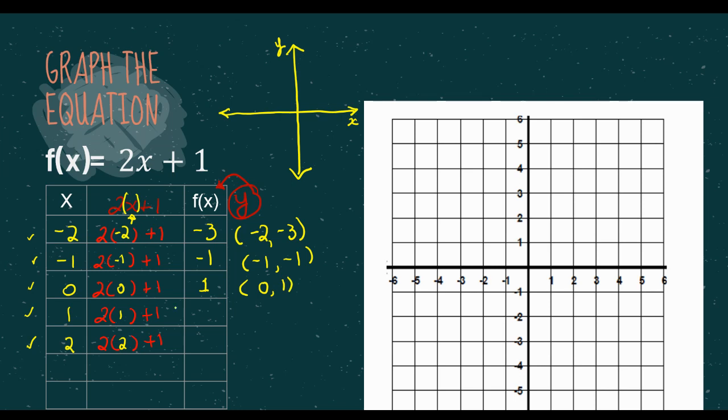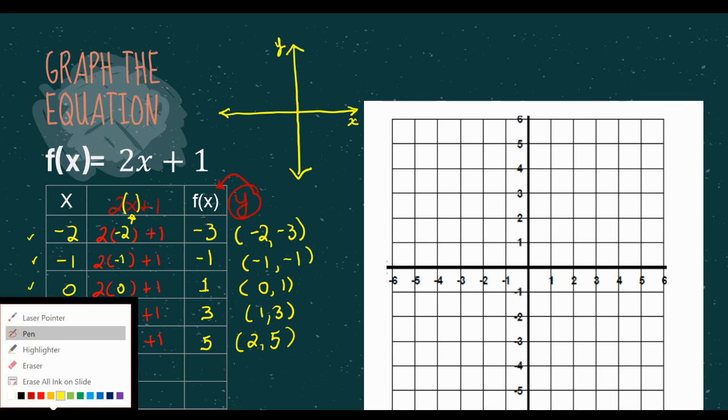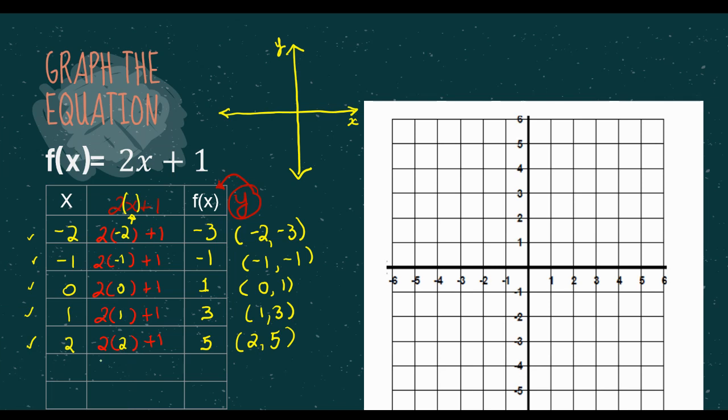2 times 1 is 2, plus 1 is 3. 1 comma 3. And the last one, 2 times 2 is 4, plus 1 is 5. 2 comma 5. Now, if you struggle with that math, just so you know, right here, any one of these in the middle, you can use a calculator if you want. If those integers hold you back, you can use a calculator, parentheses and everything. You can enter it in just like it's there and it'll come up with the answer 5 for you.